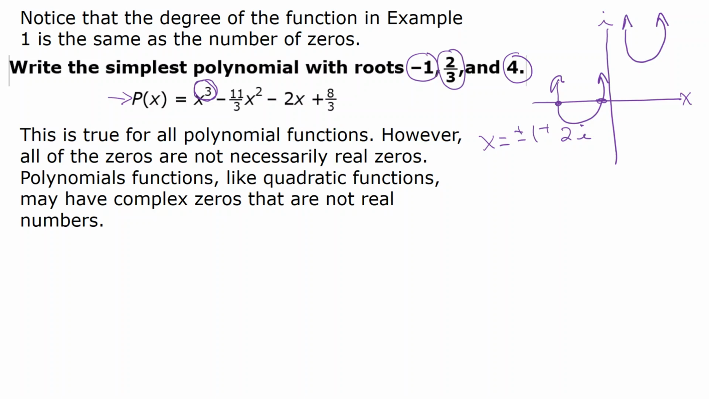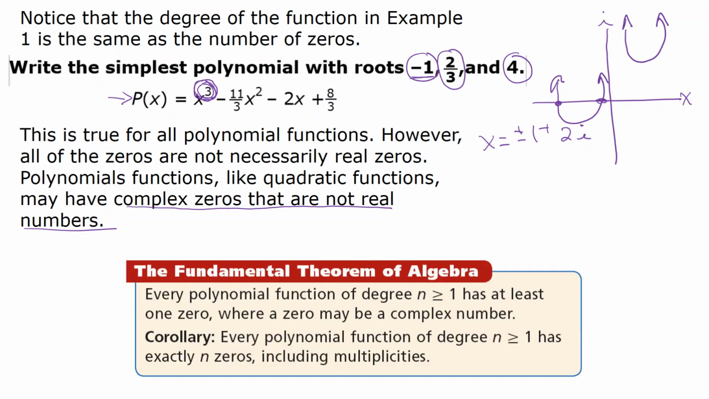That if whatever your highest exponent is, that's the number of roots. However, all the zeros are not necessarily real zeros. Polynomial functions, like quadratic functions, may have complex zeros that are not real numbers. So sometimes we're going to have some roots that are real numbers, and other times they're not, and we're going to have to learn how to find all of them.